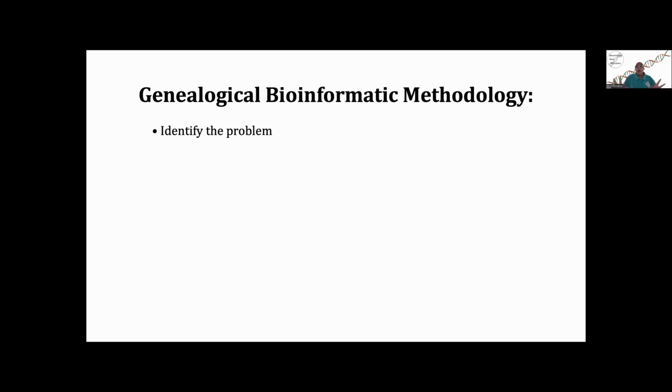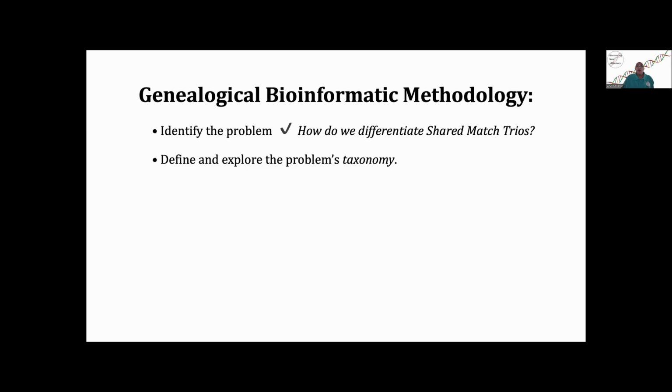We begin by identifying the problem, which we have already done. Today's problem is, how do we differentiate shared match trios? We talked about the favorable and the unfavorable trio and how to look at them. We can intuitively see they're different, but we need to find a way of basically sorting those in real time so that our DNA providers can tell us what's favorable and what's not. Phase 2 in the methodology is to define and explore the problem's taxonomy. We'll address what that precisely means in just a moment, but the idea here is to systematically document the steps through which we obtain our shared matches.